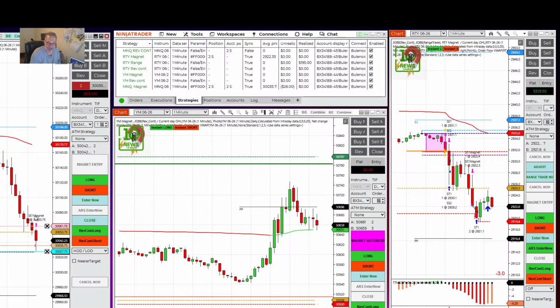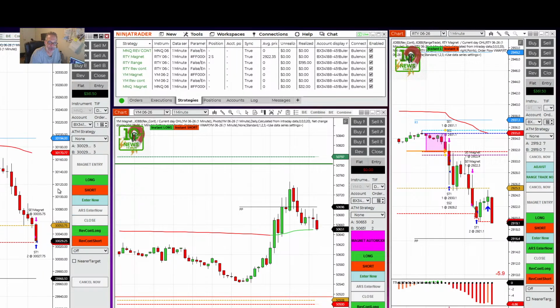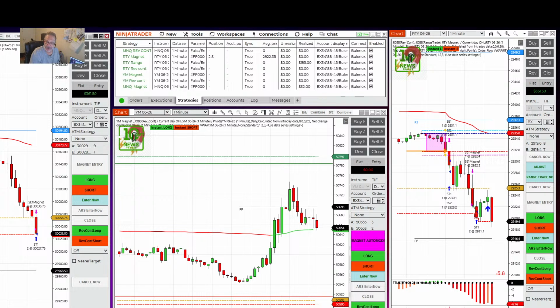Now, if this trade doesn't work, it came like 5 ticks away from testing the low. It came very close. Second shot should do it. Order filled. There it is. Now, if we get a long on the MNQ, I'll take that signal. I will take the signal.